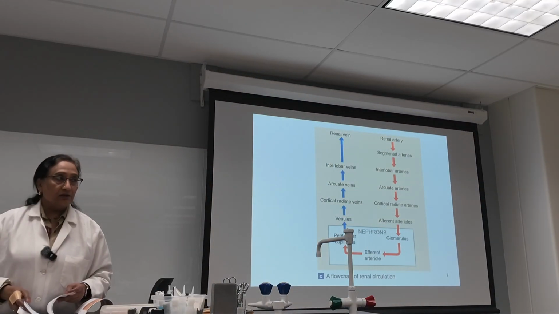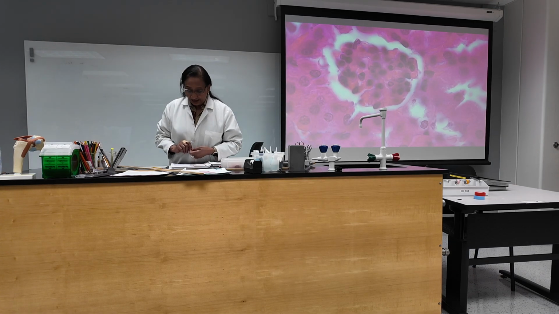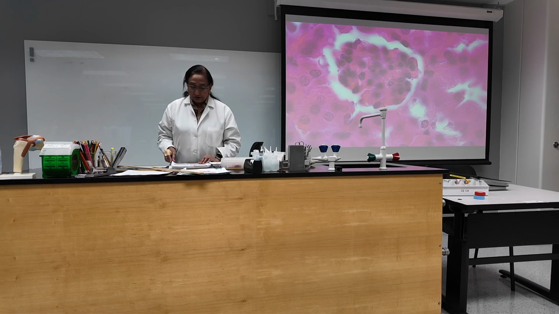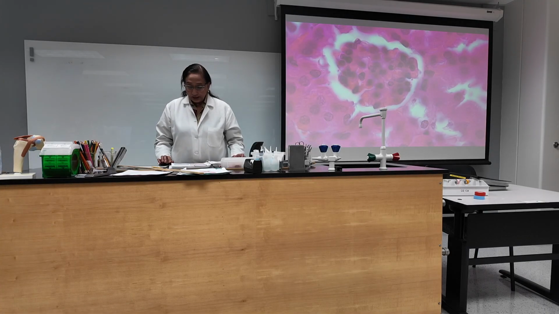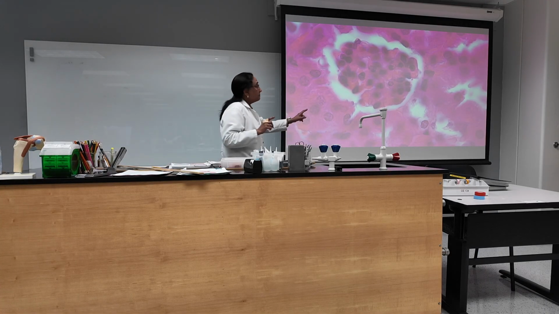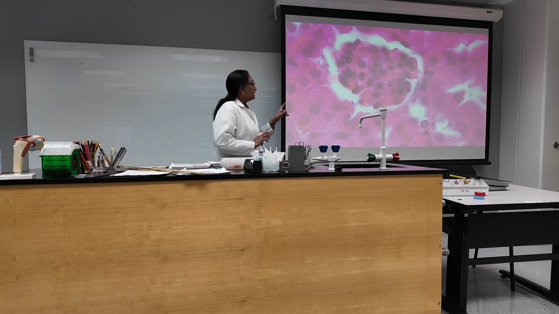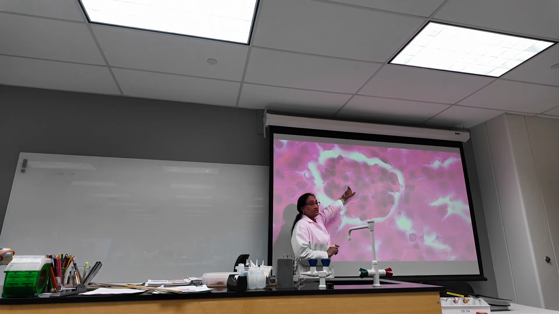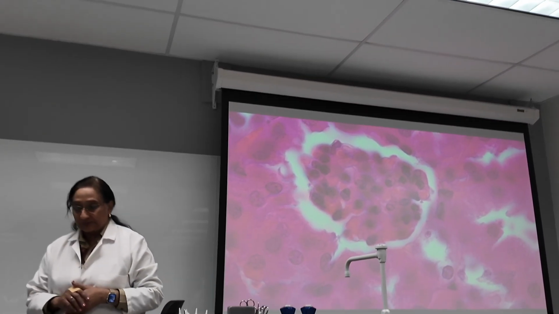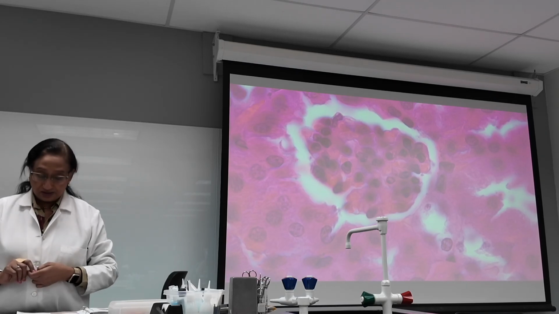We're going to do the urine analysis. Open up to page 175. Look at 175, figure B. This is under oil immersion, 1,000 times magnified. It is showing you one renal corpuscle. What you see in the middle is the glomerulus, the glomerular capillaries.